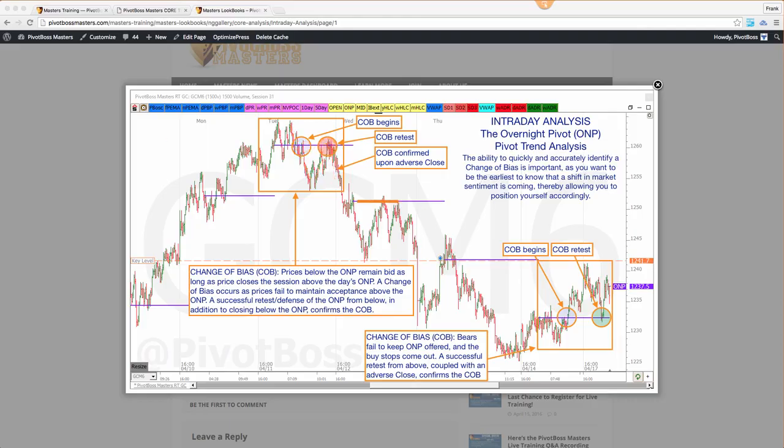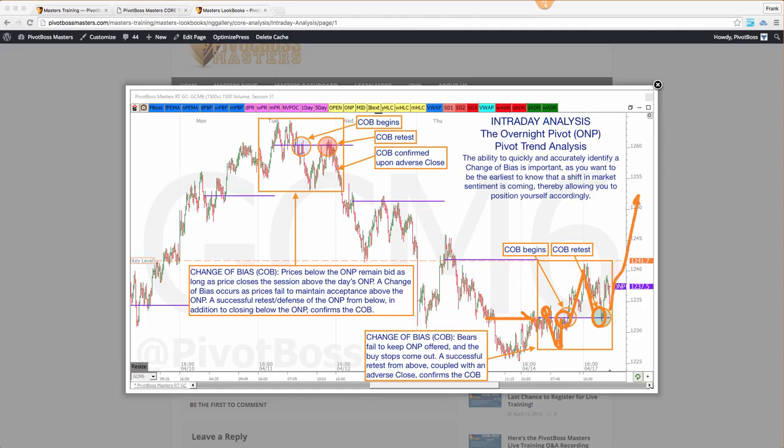From there, lower pivot, and look at how prices came back and defended in the downtrend. But then over here, another change of bias occurs. Defended in the downtrend, but you couldn't get new lows, so price comes back to the pivot, and that's where the COB begins. Price squeezes, the retest right here is confirmed, and then from there, I don't know what happens.